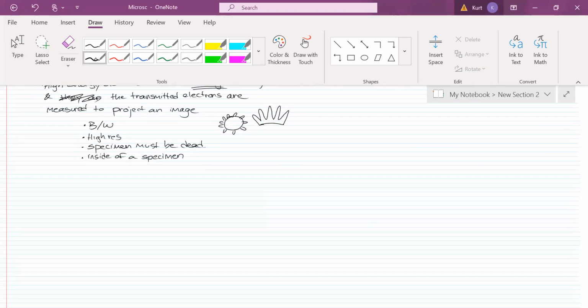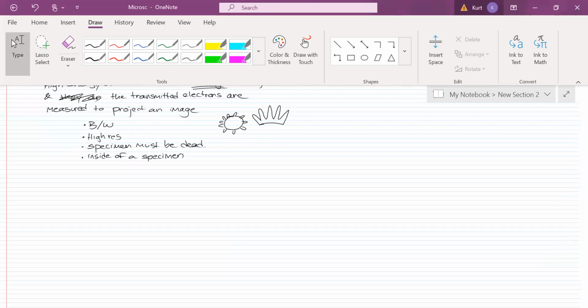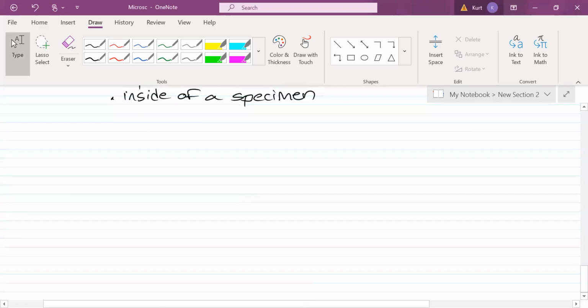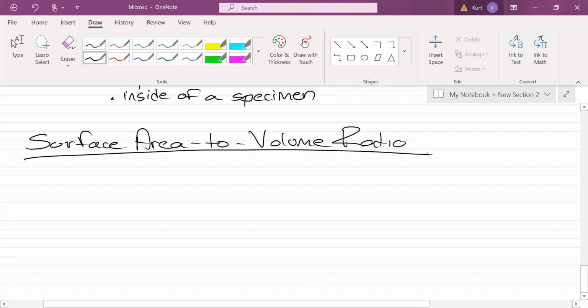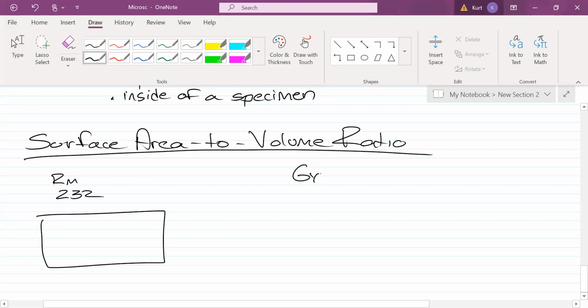Now let's get to the second part of our lecture. And we have about 8 minutes, so I'm going to try to get through all this. Surface area to volume ratio. Okay, I want to give you guys a size comparison. This room is room 232. And then we have the gym.